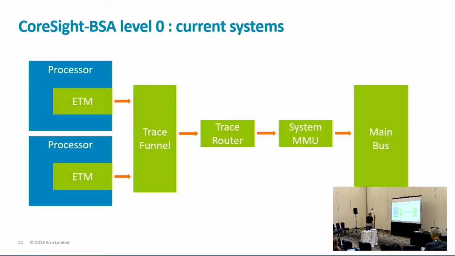So a level 0 system is typical of what we see today, and this is pretty much Juno or Dragonboard or quite a lot of the boards that we see out there. You can get trace into the main memory via a router and system MMU. It doesn't preclude having off-chip trace, but as part of the CoreSight BSA, it's not required to have off-chip trace.